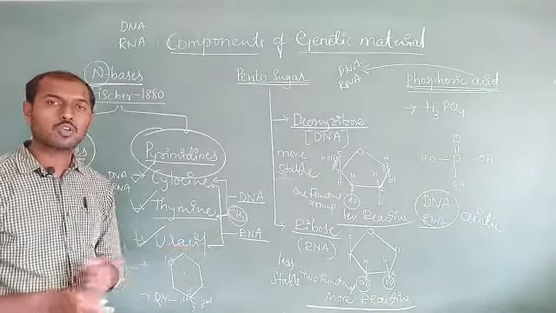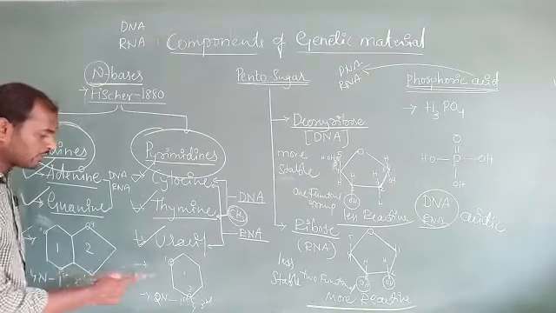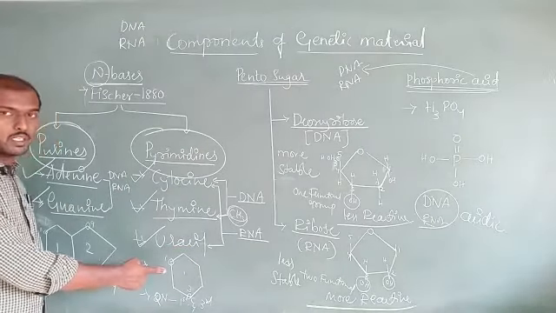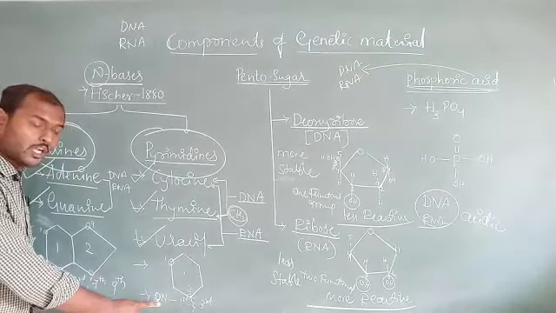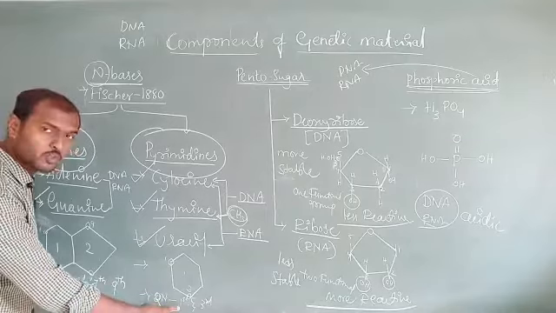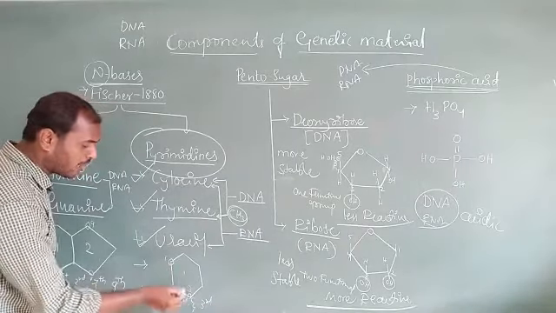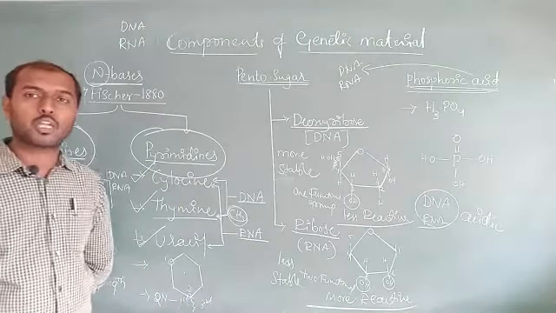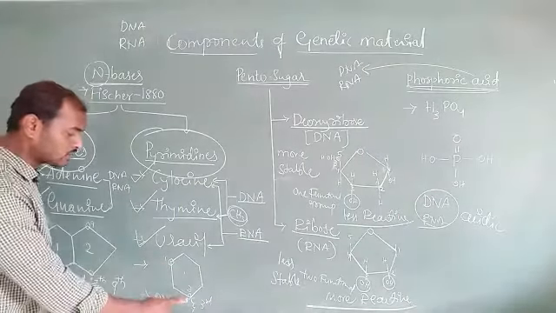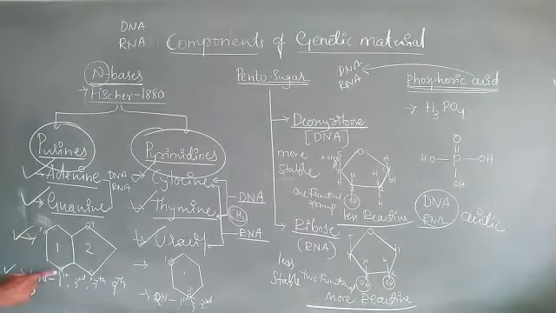Okay, so how many rings do we have in case of the pyrimidine? We have only one ring in case of pyrimidine, and in that ring we are going to get two nitrogens. One is at the first position, one is at the third position. For your convenience I have already marked here where the first and third positions can be seen. This one is the first, this one is the third. In case of purines, first, third, 7th and 9th position.